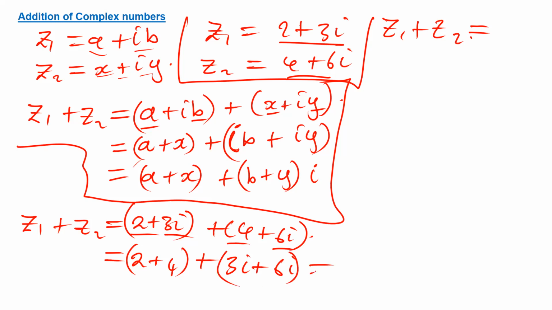So when you do the addition here, 2 plus 4 will give you 6. Then you also have 3 plus 6, so when you add these two, you're going to get 9. And because that's an imaginary part, we have to include the i.